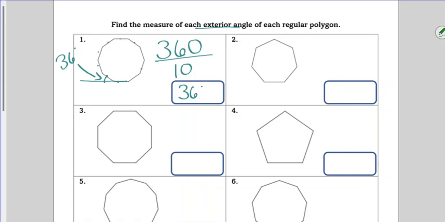I'm going to do number 3. 1, 2, 3, 4, 5, 6, 7, 8. 360 on top, 8 on the bottom. Each of these angles is 45 degrees. You can do the rest of those 6.